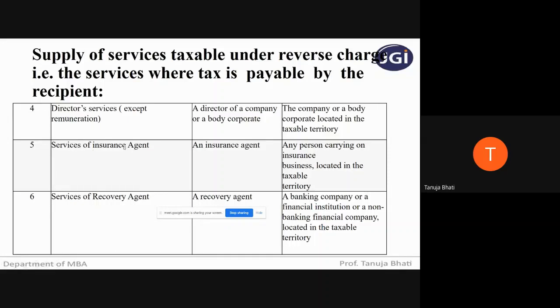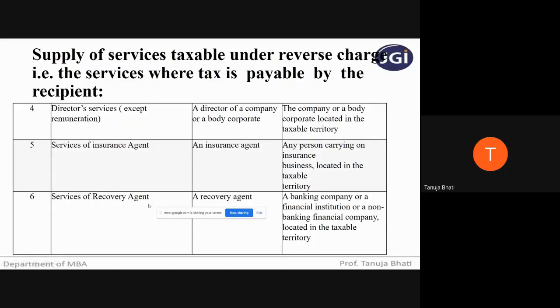Next is services of an insurance agent. In the case of an insurance agent, the agent is providing services to the insurance company. So the insurance agent is the service provider, and the insurance company is the service receiver. Again, the service receiver is required to pay tax under GST in respect of the insurance agent.